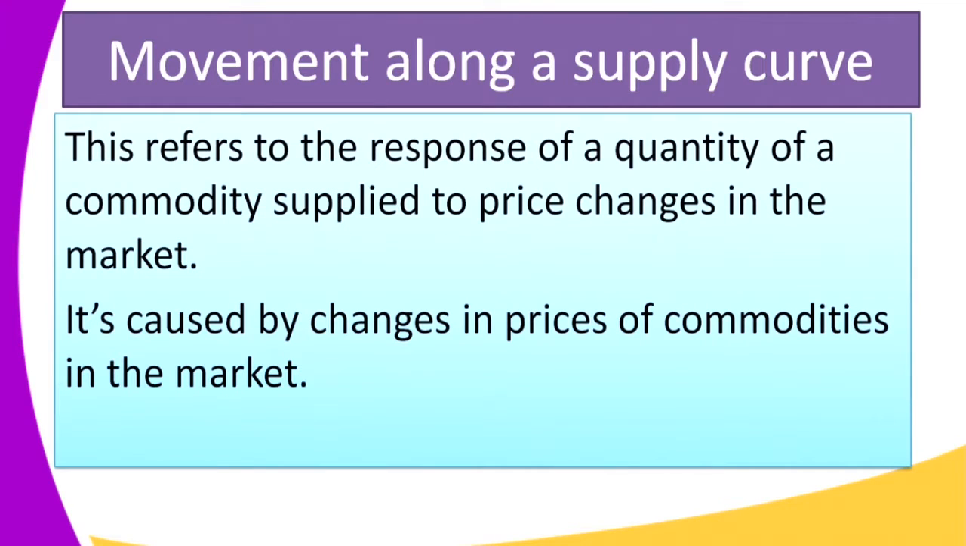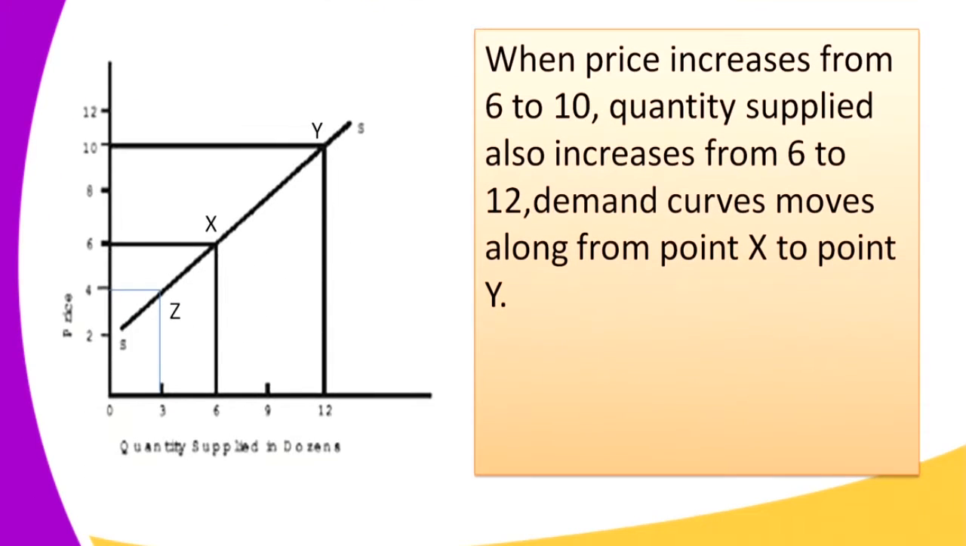Let's now start with the movement along a supply curve, and this one refers to the response of the quantity of a commodity supplied to price changes in the market. Remember, when we were plotting the supply curve, we plotted price against quantity supplied, and you can say movement along a supply curve is caused by changes in prices of commodities in the market. Prices can either increase or decrease.